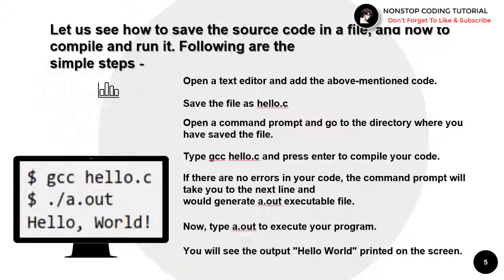If there are no errors in your code, the command prompt will take you to the next line, and would generate an a.out executable file. Now, type a.out to execute your program. As shown in the example, you will see the output "Hello World" printed on the screen. Make sure the GCC compiler is in your path and that you are running it in the directory containing the source file hello.c. Time to write C programs.